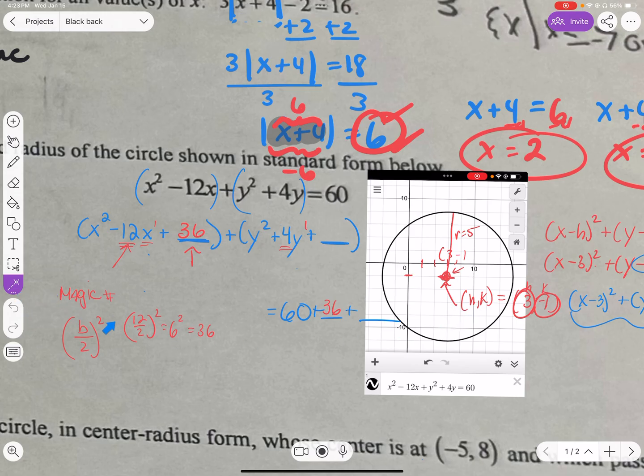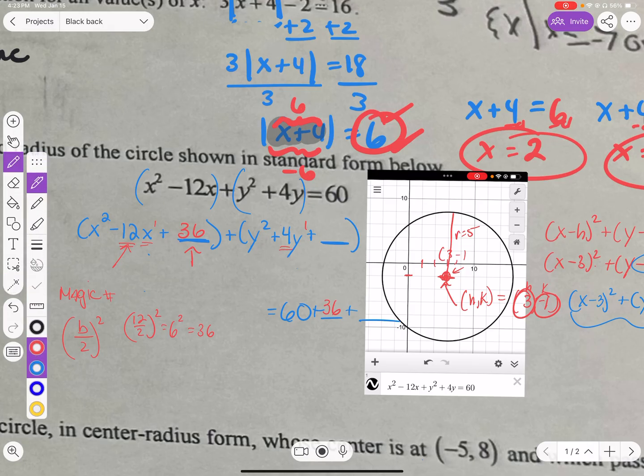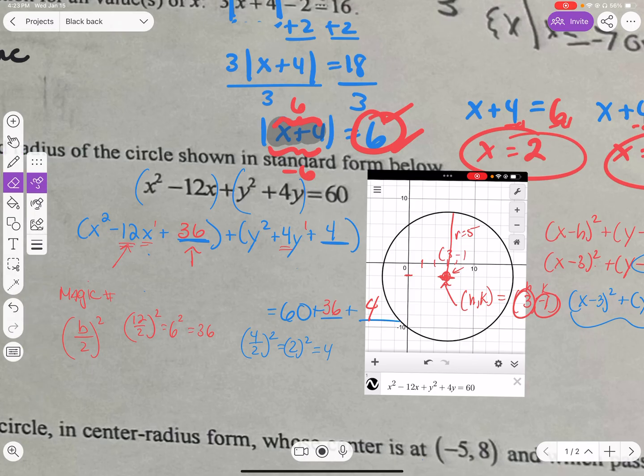So let's go find this magic number now. I do the same thing. I take the b term, which is a 4, divide it by 2, and square that. That's 2, and I square the 2, and that's a 4. I'm going to add a 4 here, and I've got to add a 4 onto the right side of the equation. Okay, so there's the magic number, right?